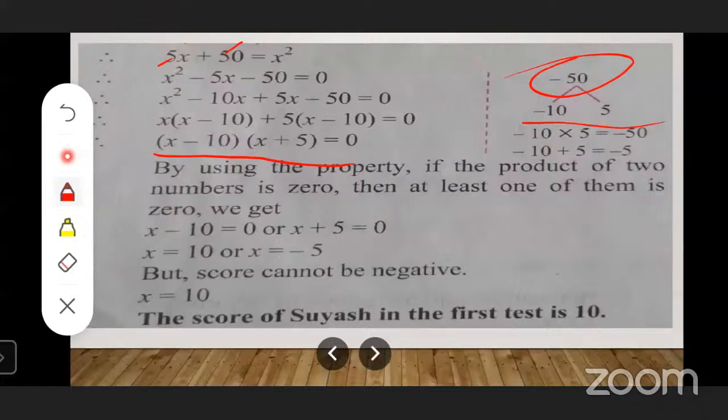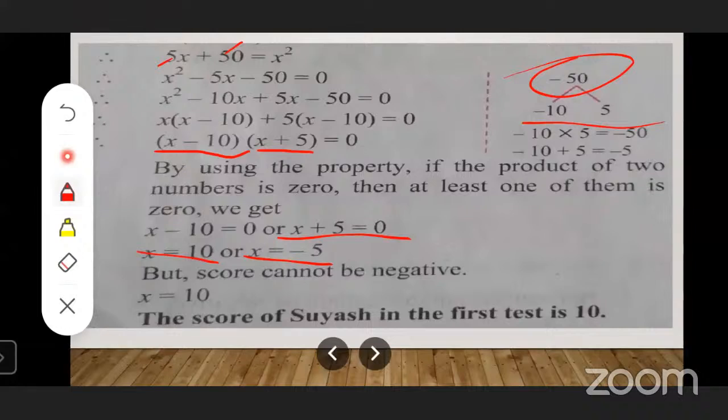Now you know the property. Which property? If the product of two numbers is 0, then at least one of them is 0. When you use this property, you will write either x minus 10 is equal to 0 or x plus 5 is equal to 0. Further simplification: when minus 10 shifts to the other side, you will get x is equal to 10. And when you shift plus 5 to the other side, you will get x is equal to minus 5.